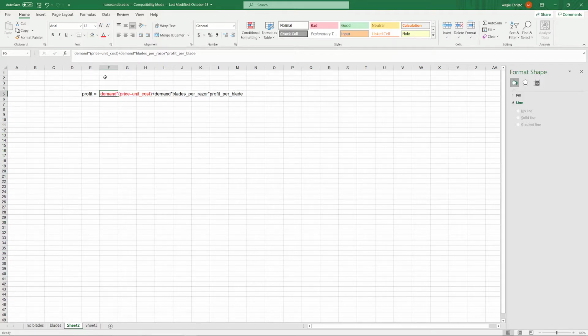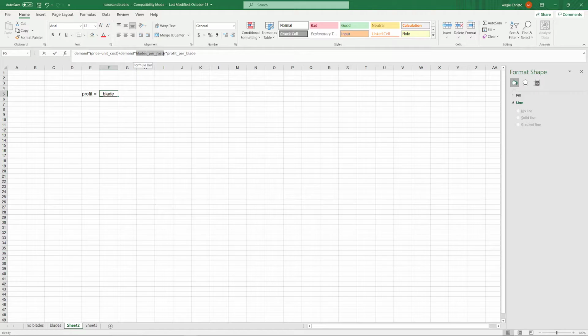That's fine. Now, if we consider the profit for the whole product, let's say the pair of products, which is a good idea to do, right? Because we said consumers use them together. So it makes sense to include that. All we need to do is add this additional part here, right? After the plus sign, which is the profit that comes from the blades.